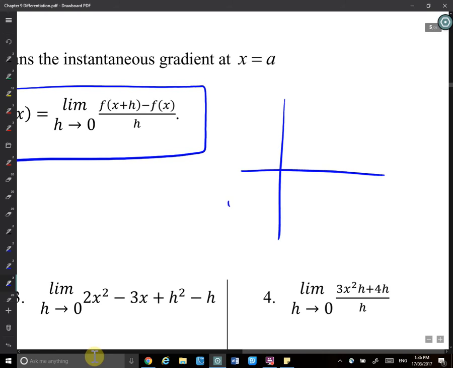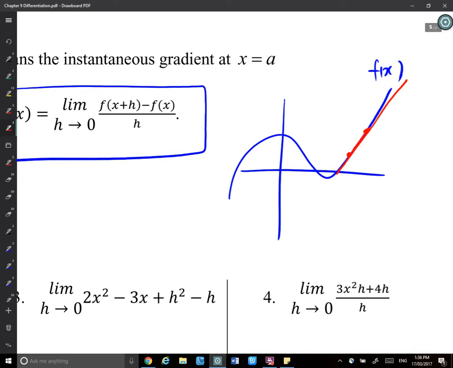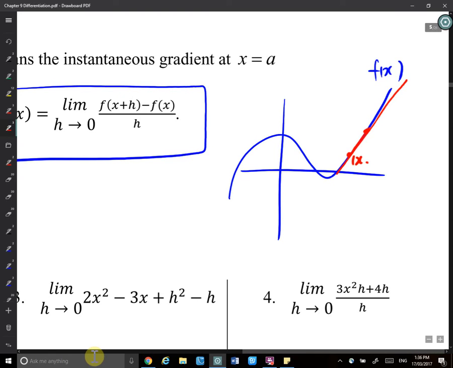So let's say we have a function, fx like this. And then we want to find the gradient for a point. Let's suppose we have 2 points first. How do we find the gradient between the 2 points? It is y2 minus y1 over x2 minus x1, correct? So if that point is x, fx, and the other point is x plus h, you go right for h units, and this is fx plus h.